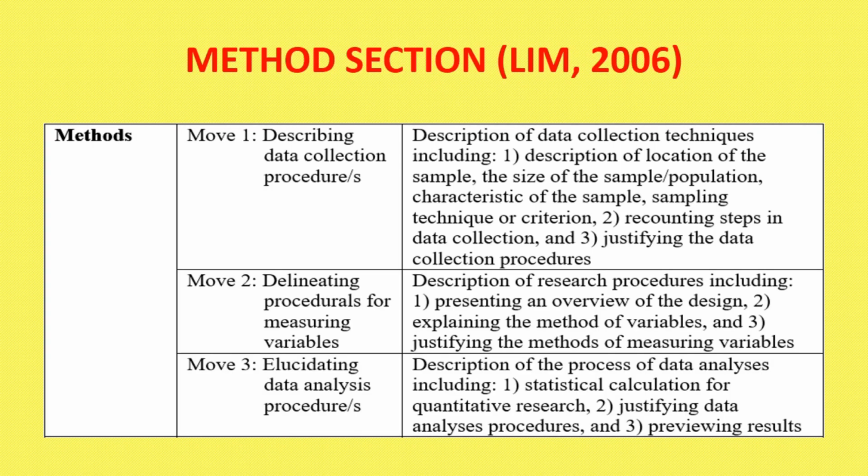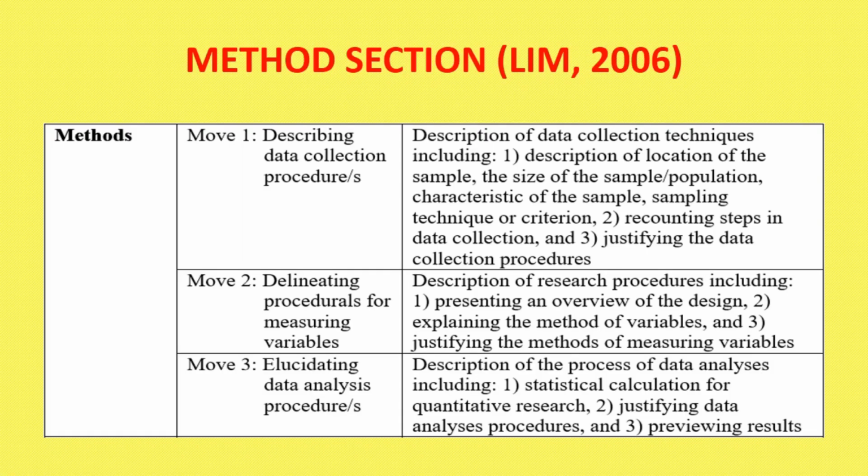Okay, the method section, according to Lim, in economics, contains three moves. Number one is describing data collection procedures. Number two is about procedures for measuring variables, and number three about data analysis procedure. And each move has several steps. Move one has 3 steps: description of location of the study, recounting steps in data collection, and justifying the data collection procedure.